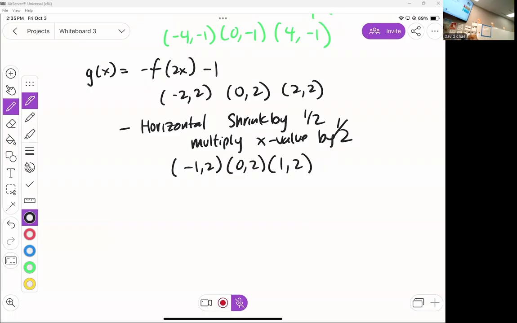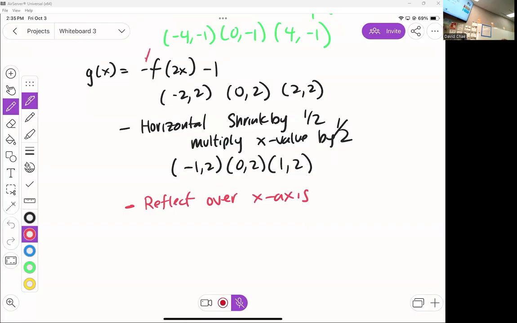I wrote 2 originally, but make sure you multiply. The first step is multiply each x value by 1/2, or divide each x value by 2. Again, multiplying by 1/2 and dividing by 2 are the same thing. All right. Next is what? What do I do? Reflect over what? Is it x? I think it's x because the negative is outside. Yeah, it's the x-axis.